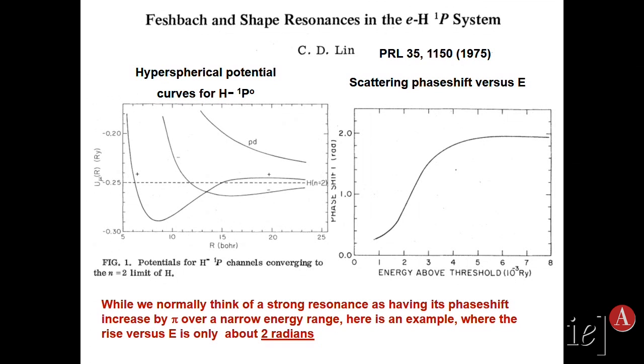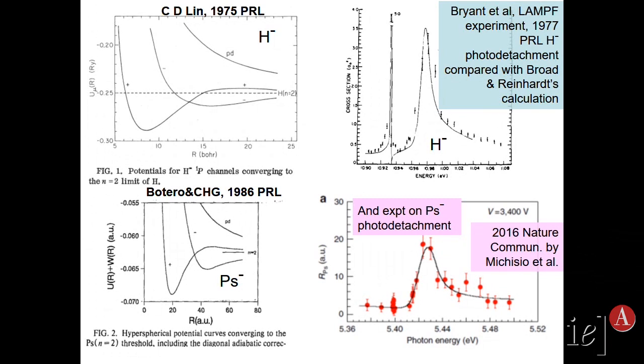It's predicted resonances in H minus. This is Chi-Dong Lin's famous one, predicting the shape resonance and a rise by about 2 radians with energy of the phase shift. We had a similar prediction. My first PhD student, Javier Botero from Columbia, saw that the physics in positronium negative ion is quite similar. We predicted a shape resonance, and that was confirmed just a couple of years ago by a Japanese group. And we also, in this calculation, saw a rise of about 2 radians.